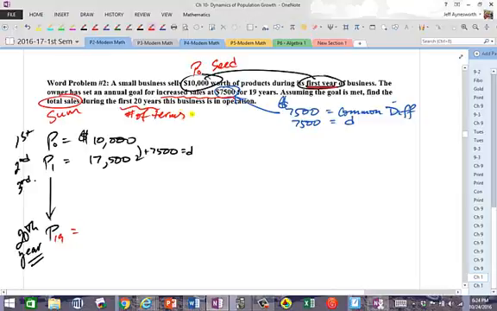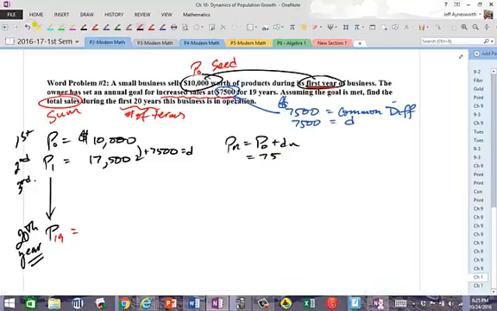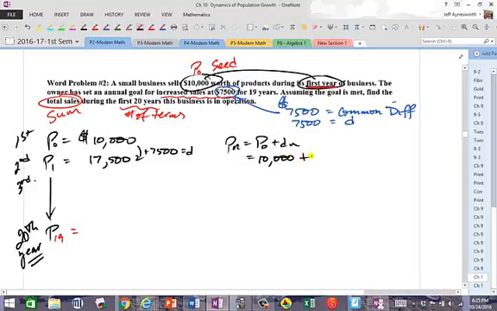So I've got to find P sub 19. We've got P sub n is equal to P sub 0 plus d times n. That's equal to 10,000, let's do it right here. I'm sorry, it's the end of the night. Got to write it correctly: 10,000 plus 7,500n. There's your explicit formula, based upon the seed and how much you're adding every year.